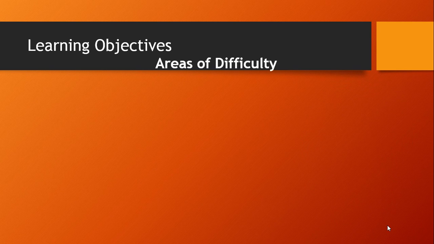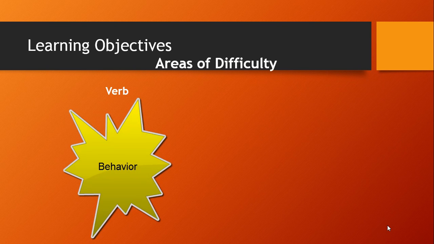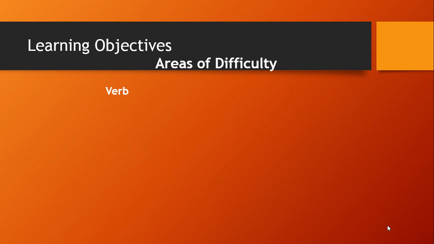Now, there are some areas of difficulty when it comes to writing objectives, especially at the beginning. One of them is the verb. The verb describes the behavior that the student is expected to be able to do at the end of the learning experience. You will see that there is a lot of assistance on the web about the different kinds of verbs depending on the level of difficulty of the skills you're trying to teach.